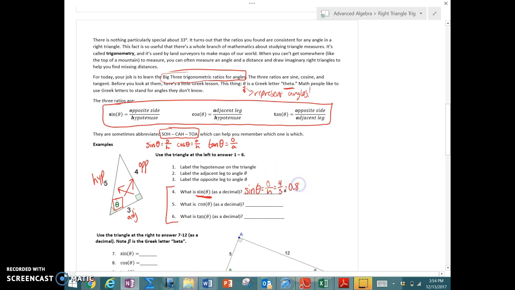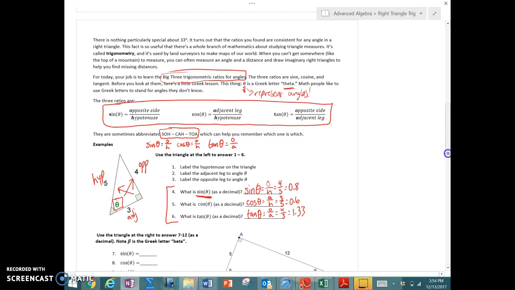and as a decimal, that's 0.8. Cosine of theta, I would have A over H, which in this case, adjacent is 3, over 5 is the hypotenuse, so that gives me 0.6. And finally, for tangent of theta, I know it's O over A from Sohcahtoa, opposite was 4, adjacent was 3, so I get 1.3.